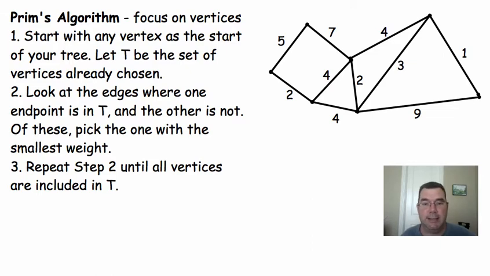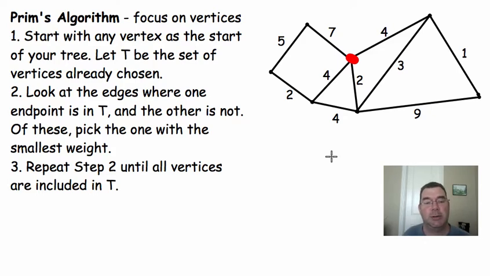Now I'm going to use Prim's algorithm, and he focuses on the vertices. So what we do is we just start with any vertex as the start of our graph. So I'm going to start with this one right here. Okay, so that's the vertex I'm going to start with. And I'm going to let this T be a set of vertices that I've already chosen. So I've only chosen one.